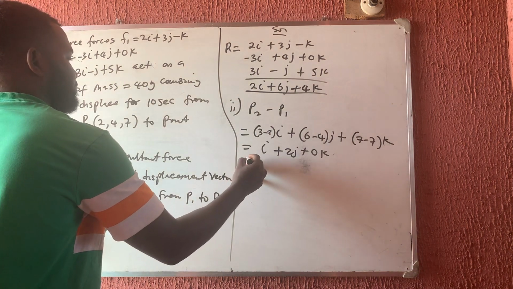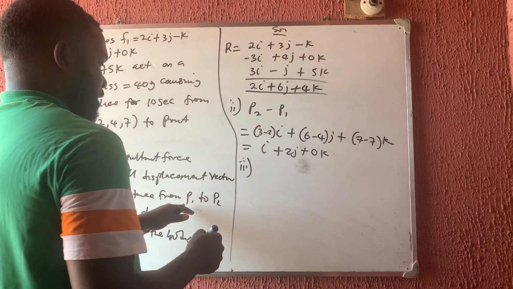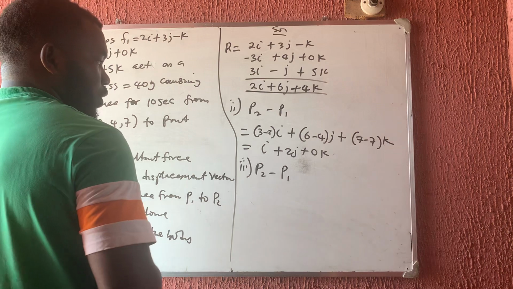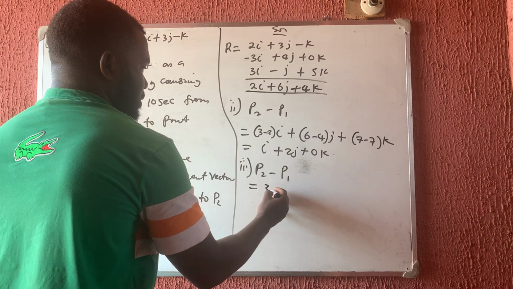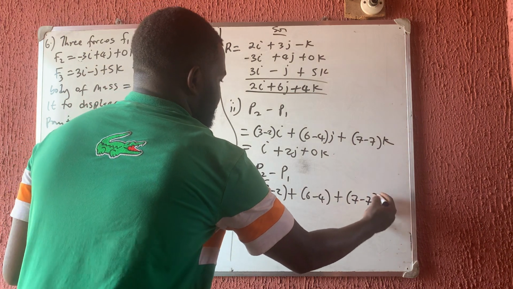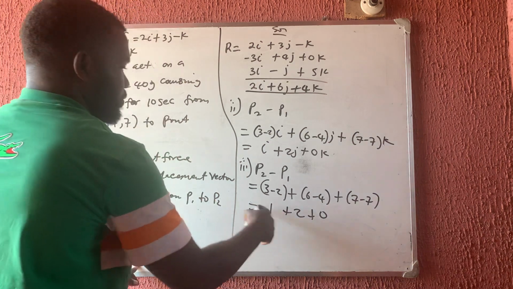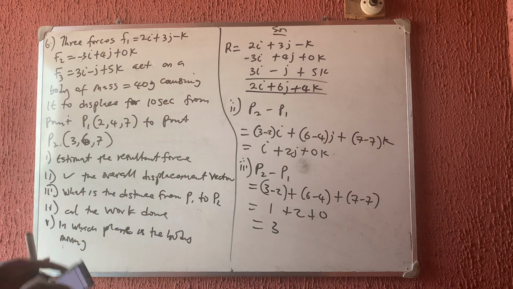Then the next one asks us to find the distance from this to this. So distance from this to this simply means the same thing again, P2 minus P1. But you are not going to have any direction because we are talking about distance. Distance is a scalar quantity. So we just simply do 3 minus 2 plus 6 minus 4 plus 7 minus 7. So what do we have here? This is 1 plus 2 plus 0. So absolutely everything is going to give you 3. So the distance is 3.